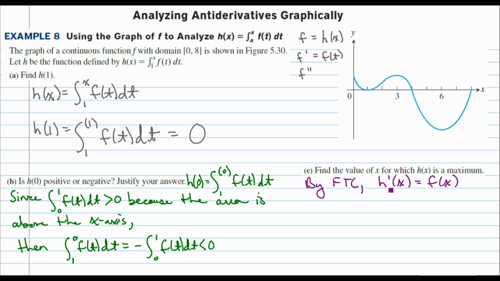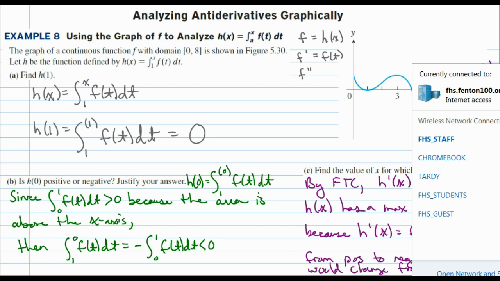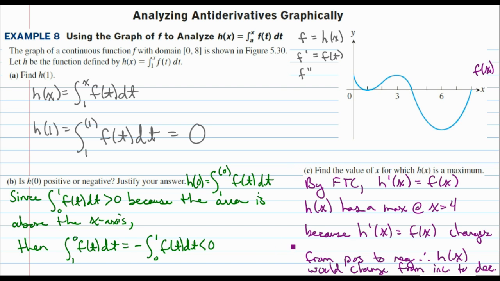So now that I've got that the derivative of h is f, the graph we're looking at, this is the graph of f of x. So now, where the graph of f of x changes from positive to negative, I will find a maximum in h, and that happens at x equals 4. So I said h of x has a maximum at x equals 4 because h prime of x, which is f of x, changes from positive to negative, and therefore h of x would change from increasing to decreasing.